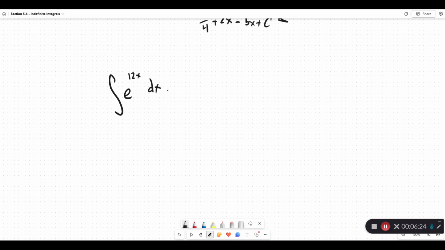Talking about a little substitution rule. Let's let u be 12x. That makes du equal to 12 dx. The derivative of 12x is 12 times the differential. This is the new integral, e to the u. Now, to get du, I want a 12 here, so I'll divide by 12.